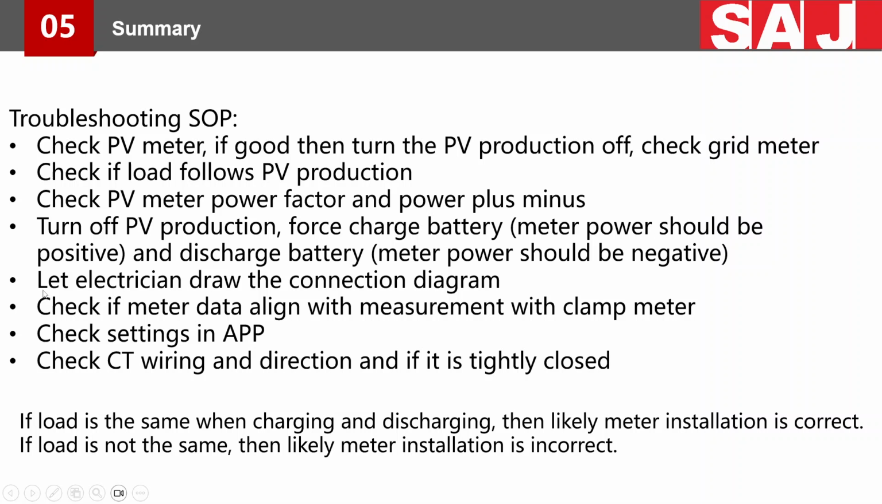And then if you still have a problem, let the electrician draw the connection diagram, showing where they connect. Then you check if the meter data aligns with the measurement of a clamp meter. If not, then it means something is connected wrong to the smart meter. Check settings in the app, check CT wiring and direction. If the load is the same when charging and discharging, then likely the meter installation is correct. If the load is not the same, then likely you have installed something wrong, or the CT is wrong.